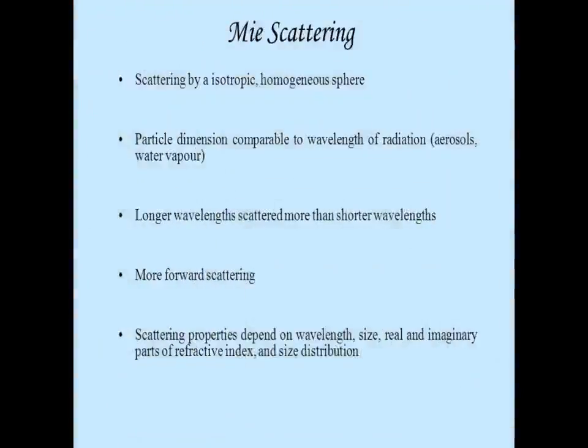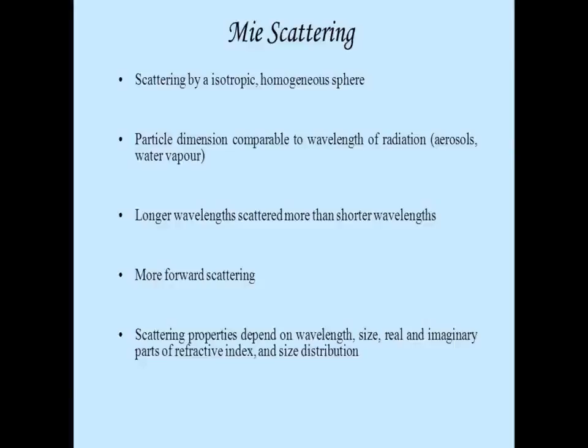Now, what is Mie scattering? Mie scattering takes place when the diameter of the scatterer is similar to or larger than the wavelength of the incident light. It is also an elastic scattering. What is elastic scattering? The energy of the incident beam of light and the scattered beam of light are the same. That is known as elastic scattering.